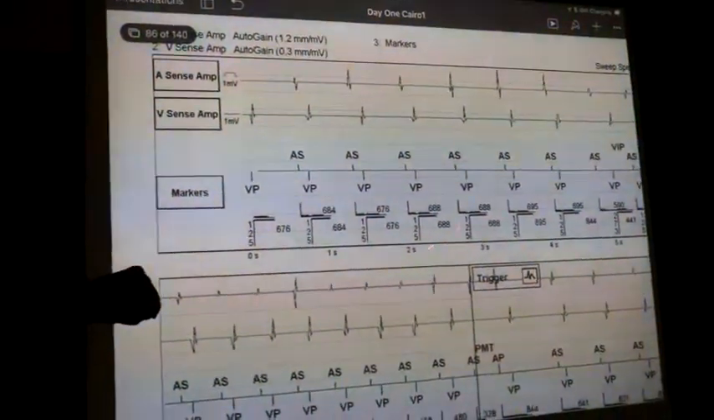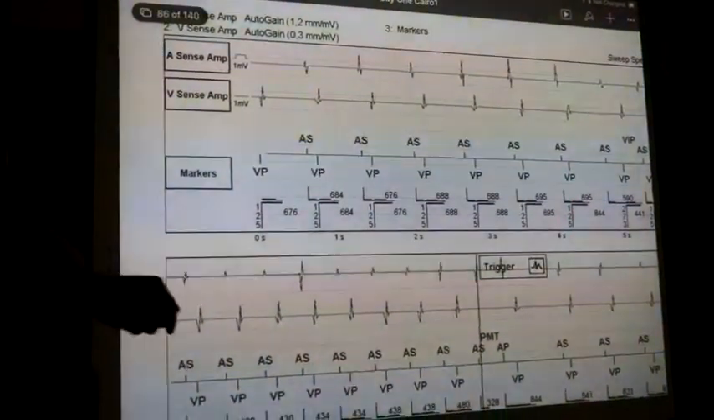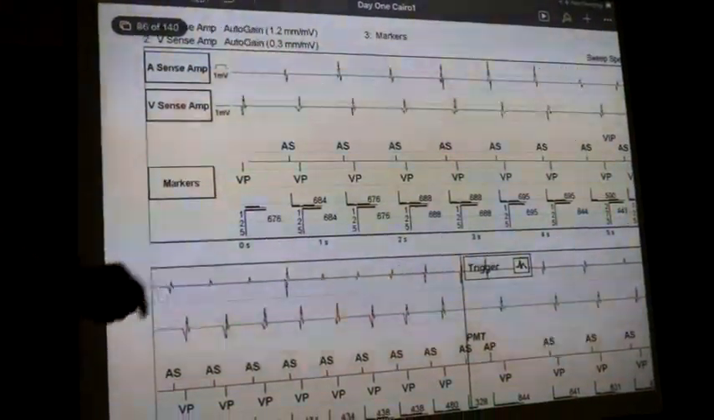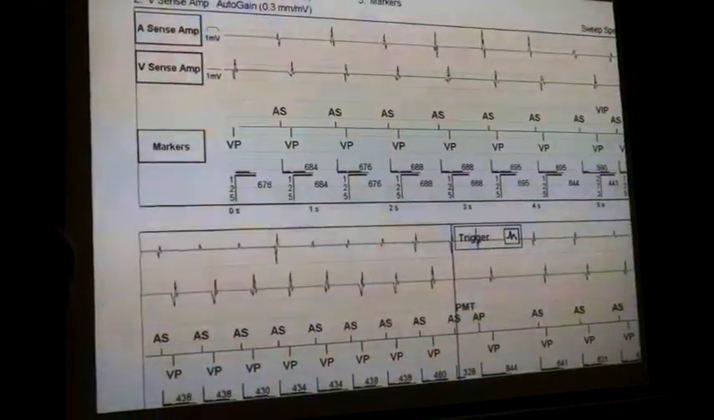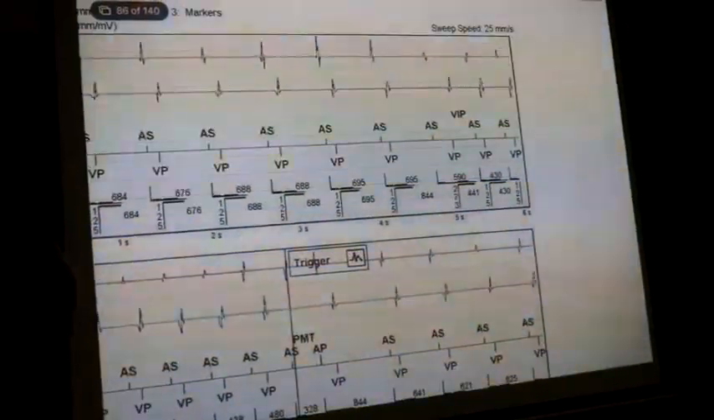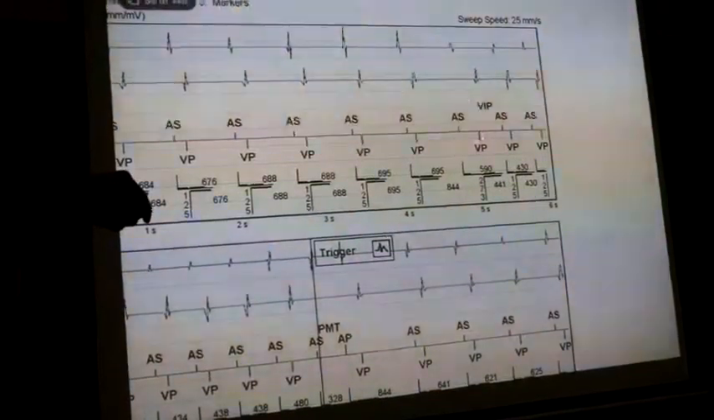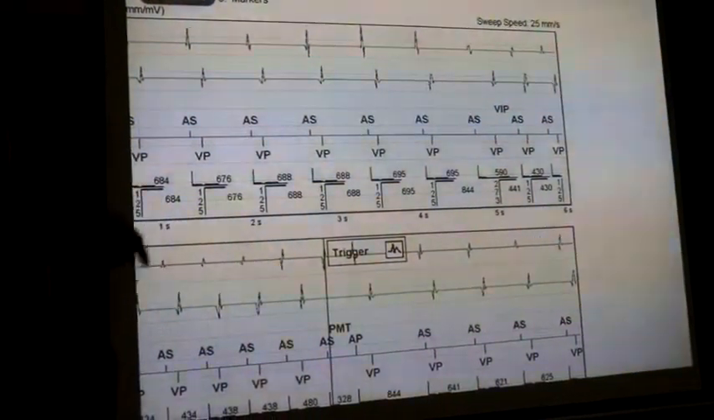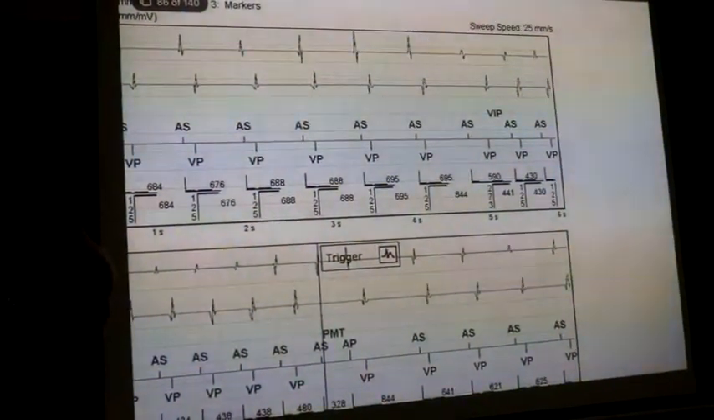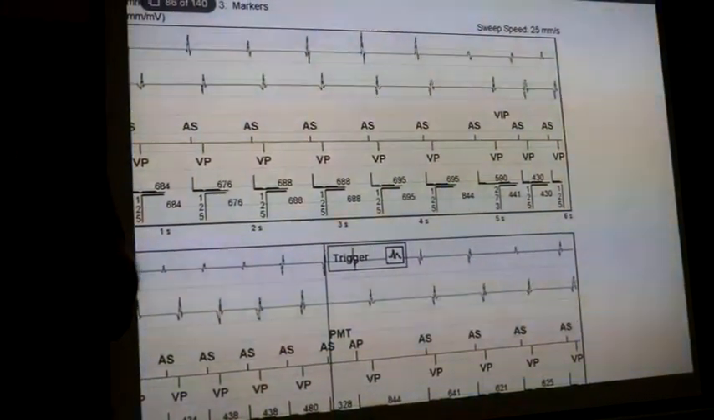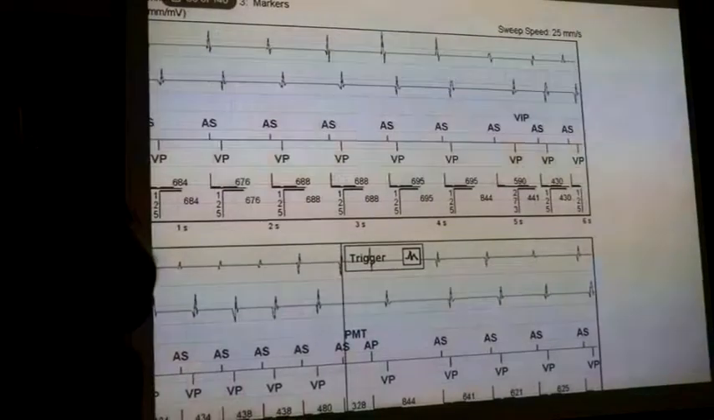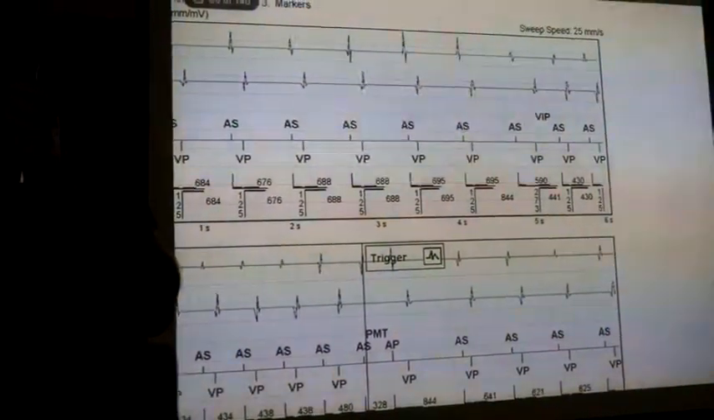AV delays here of 125, 125, 125, 125. Then it goes to 273. It's VIPing, yeah? So it's ventricular intrinsic preference. ASENS, VIP, long AV delay, then what happens? It's gone retrograde conducted because we're so far away from the atrial event. So AV extension algorithms can cause PMTs.